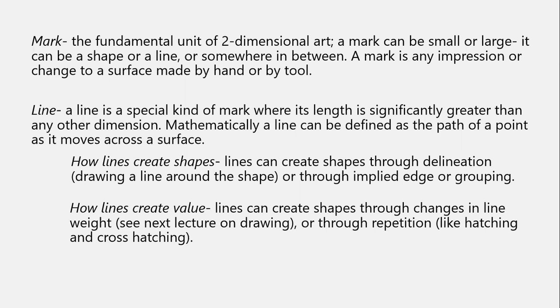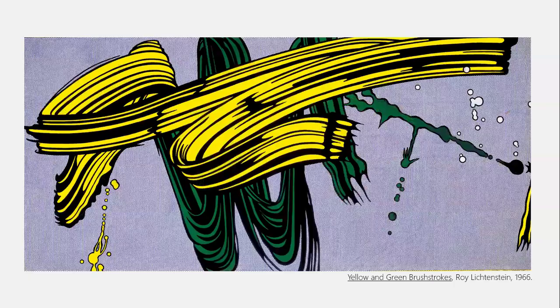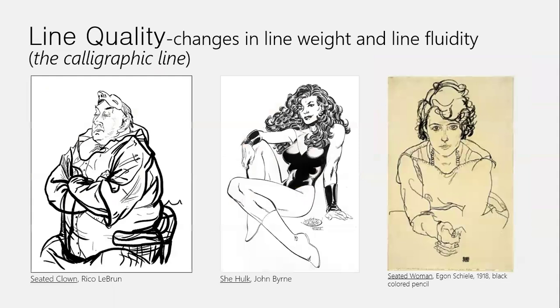How do lines create value? Lines can create value through changes of line weight, as we'll see in the lecture on drawing, but I'm going to go there to show you a little of what I mean, or through line and mark repetition, like hatching and cross-hatching. So I'm going to skip over this for a second. Let's go to the drawing lecture, just to make sure that we understand that concept.